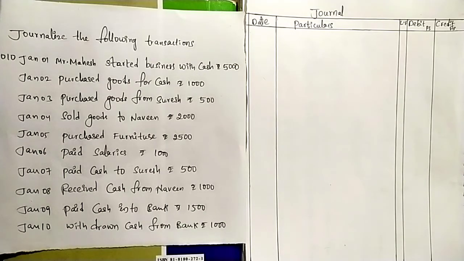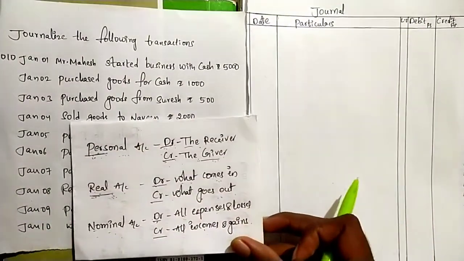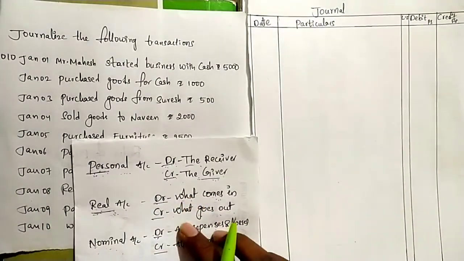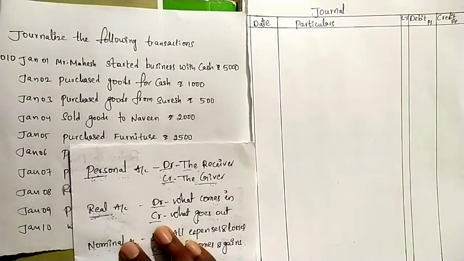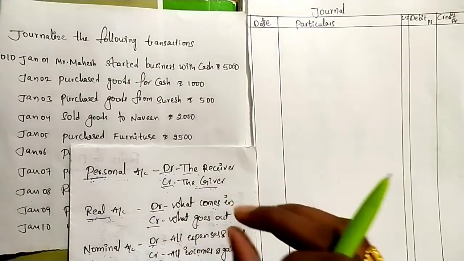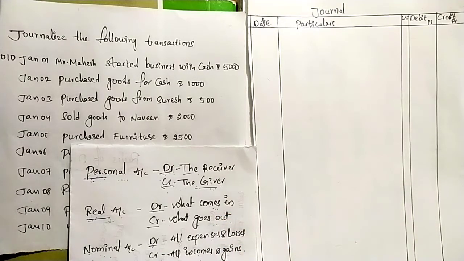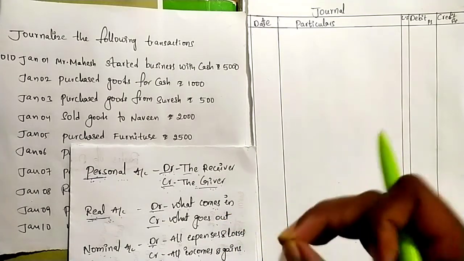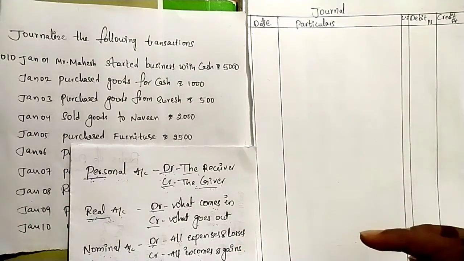Today I am going to explain how to write the journal entries. Before knowing journal, we must know the rules of accounting. Those rules are personal account, real account, and nominal account, and which are assets, which are expenses, and which are incomes. That is what we have to identify at the time of recording the transaction.